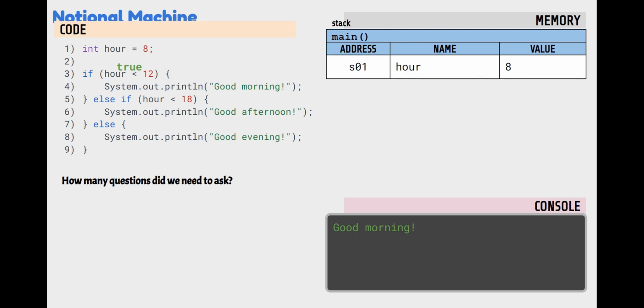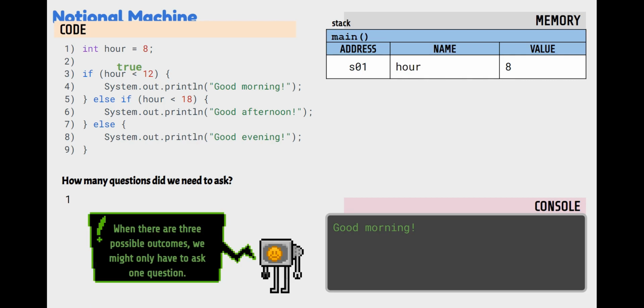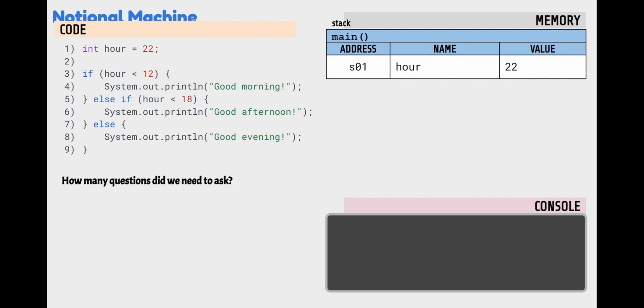How many questions did we ask? In this case, we just asked one question. When there are 3 possible outcomes, we might only have to ask one single question to get our answer. We might ask the correct question first. Let's look at our last scenario. Hour has been changed to 22.